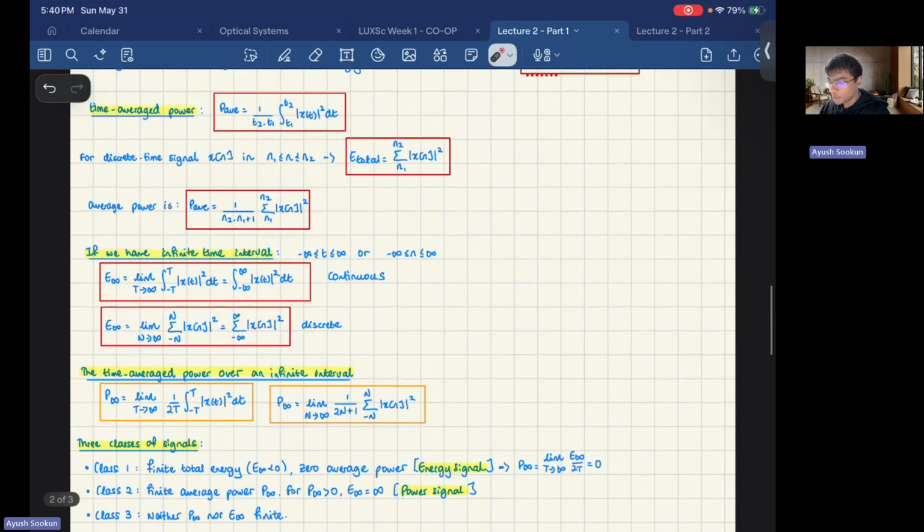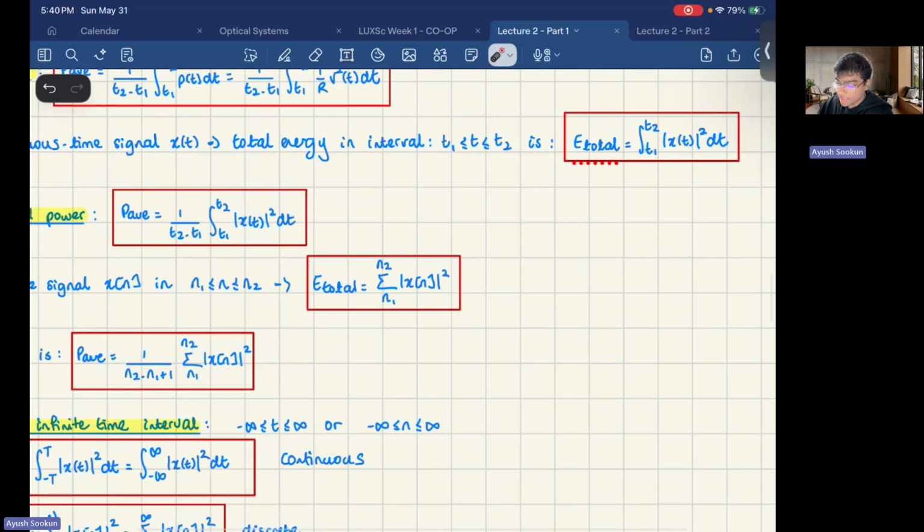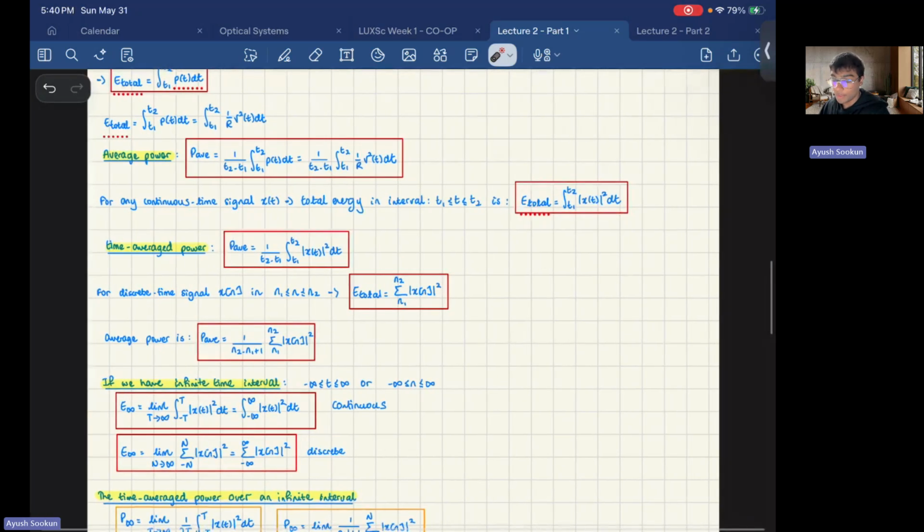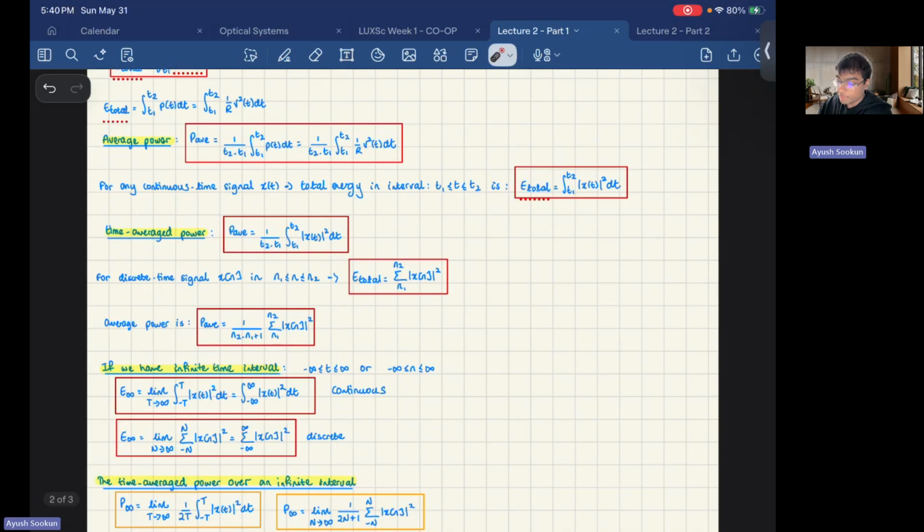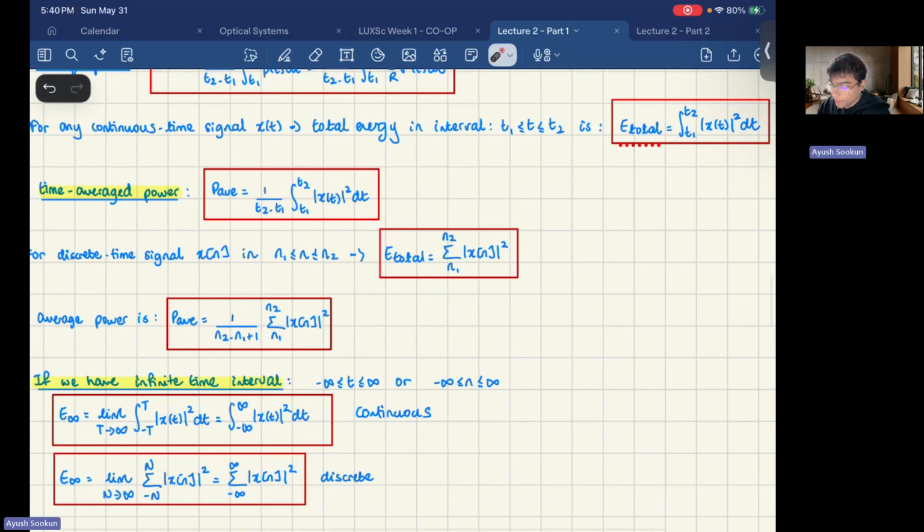Now, for discrete time signals, the total energy, again, it's the same principle as to why we have absolute value and why we have squared. But for discrete time signals, you can't integrate because your time scale is discrete. If you're looking at a signal from n1 to n2, you're going to have to do the summation. The summation of your signal in absolute value squared from n1 to n2 gives you the energy. And now the average power here is this equation. You have x of n squared from n1 to n2, same as that one. The only difference is it's divided by n2 minus n1 plus 1.